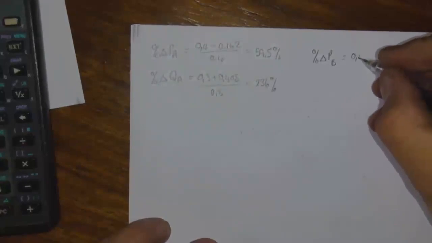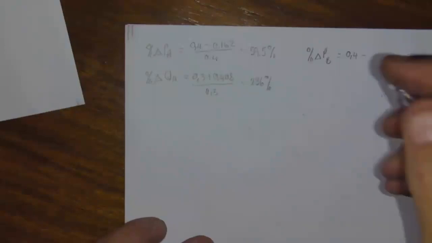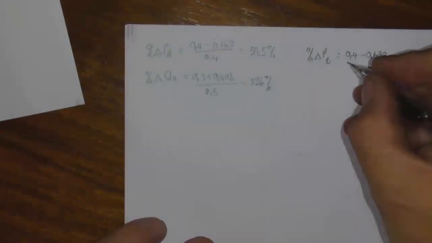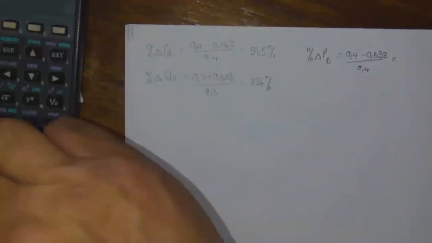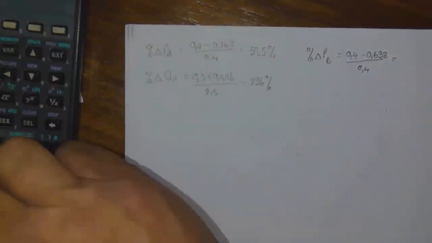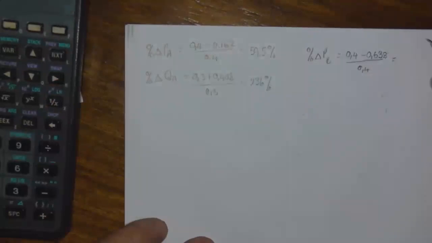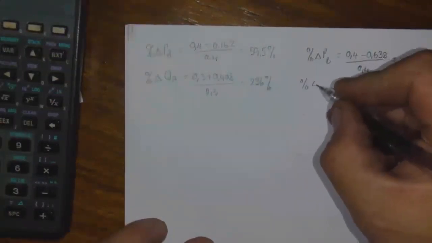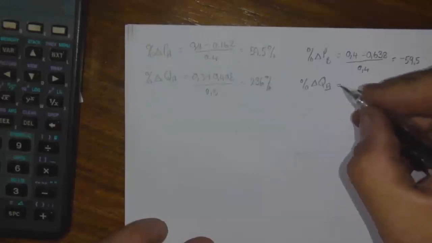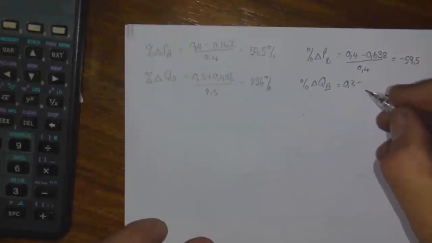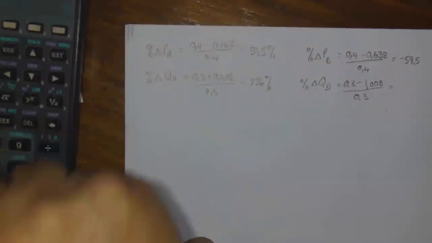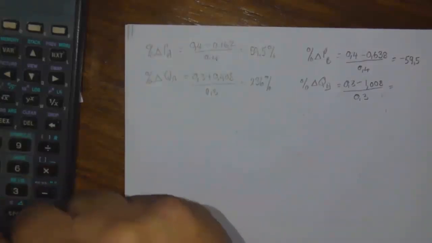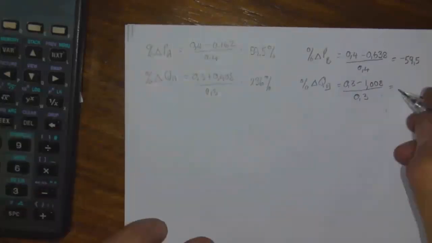All right, let's look at what happens to transformer B. That was 0.4 minus 0.638, divided by 0.4, and that becomes minus 59.5, and percentage change in Q, that will be 0.3 minus 1.008. Again, 236.